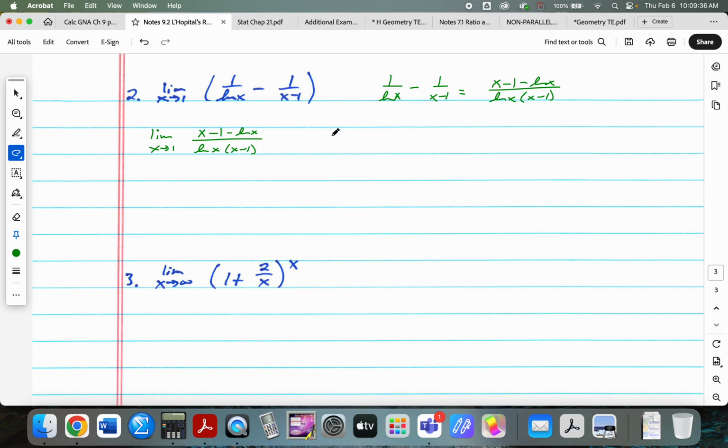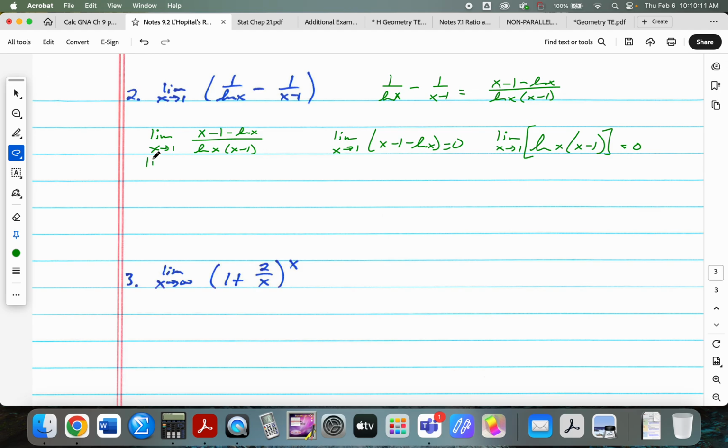Now it turns out both the numerator and the denominator go to 0. This is always what we're hoping for, that we'll get an expression where we're going to be able to use L'Hopital's rule. So it'll be the limit as x approaches 1 of x minus 1 minus natural log of x, that's 0. And the limit as x approaches 1 of the natural log of x times x minus 1 is 0 times 0, so that's 0.